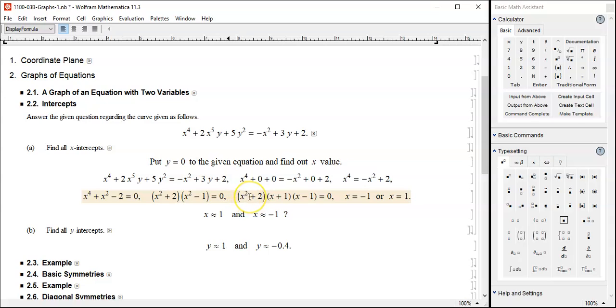This one is x squared plus 2 is equal to 0. That doesn't give me anything. x plus 1 is equal to 0. That gives me x equal to negative 1. And x minus 1 equal to 0. That gives me x equals 1.